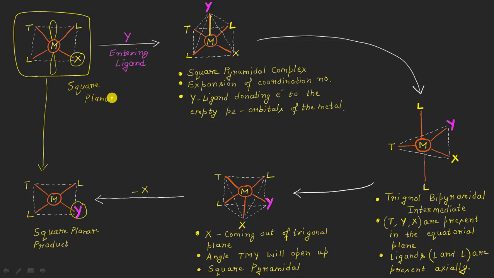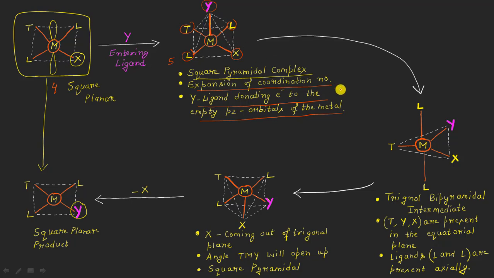We will now be having a square pyramidal type of geometry, in which the expansion of coordination number has taken place from 4 on this side to 5 on this side. Okay, you can easily count here. It is 1, 2, 3, 4 and 5 ligands are now present here, right? It is that same thing I have just told you, that the Y ligand is donating electrons to the empty pz orbitals for the formation of a new bond, that is this bond here, right?